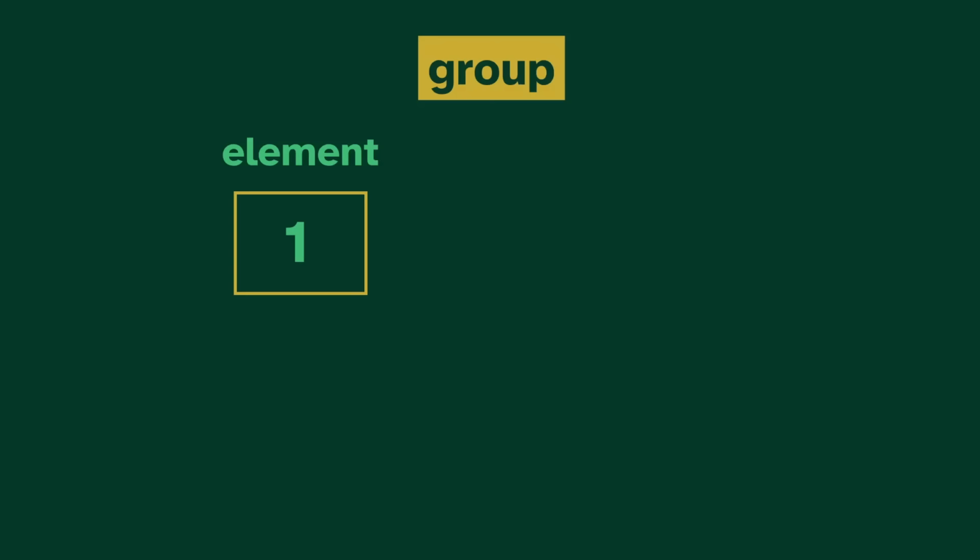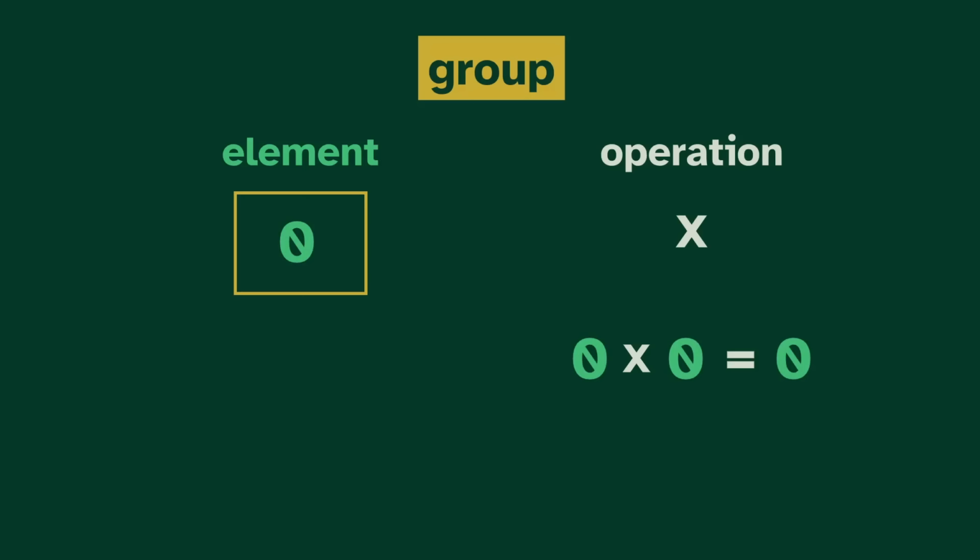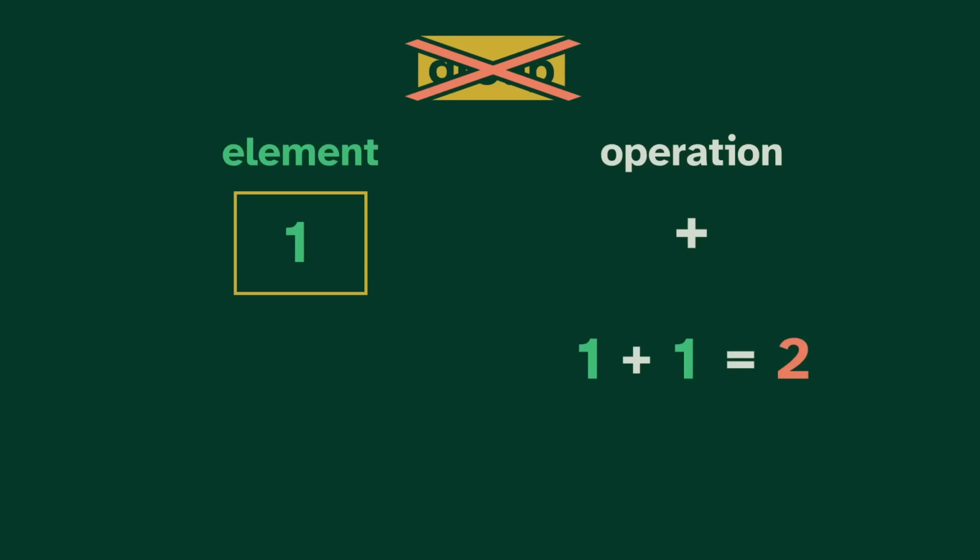Oh, speaking of math, the operation can be to multiply. 1 times 1 equals 1. Or we could use 0. 0 times 0 equals 0. And we could switch the operation to addition. This is also a group. But we couldn't use addition with 1? Exactly. 1 plus 1 should be 2, but 2 is not an element of this group.